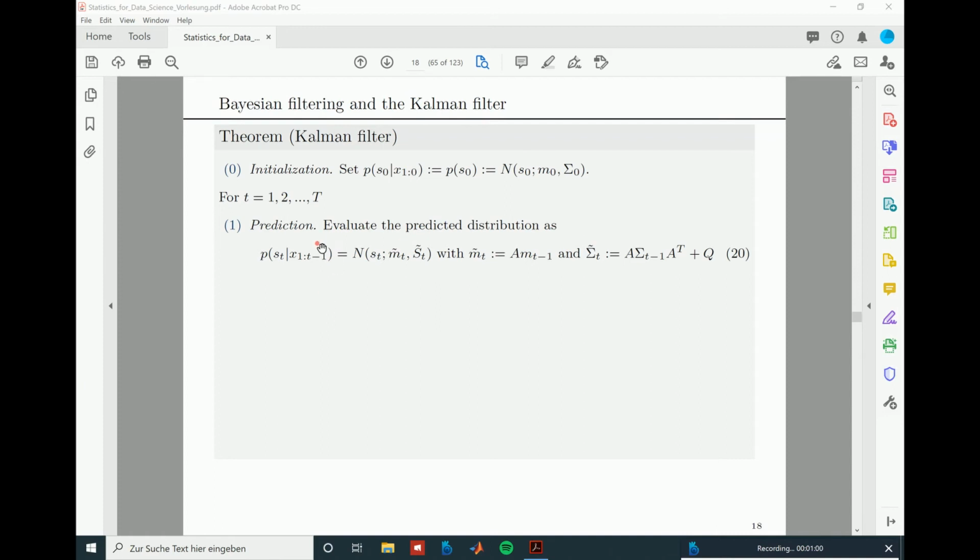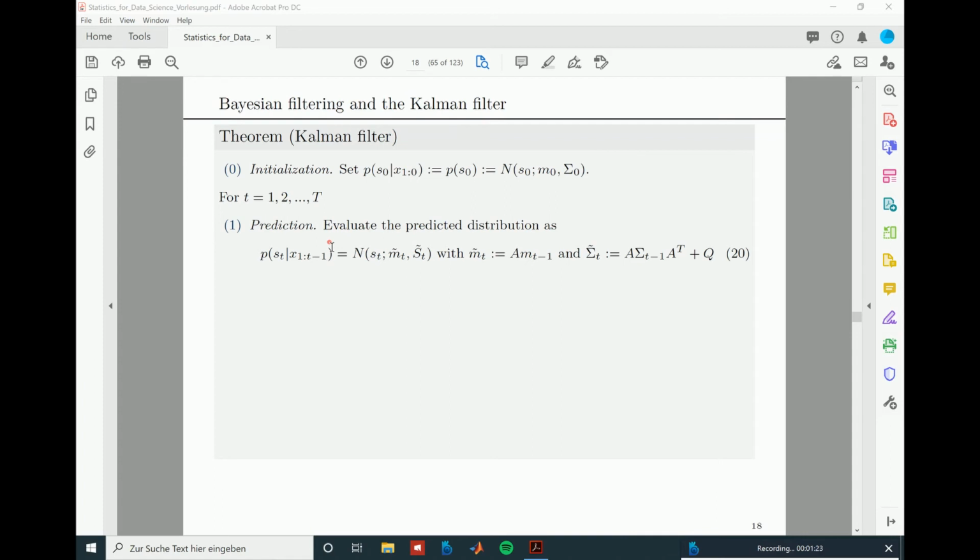So the first thing that you can note here is that if all these conditional distributions that define the joint distribution are Gaussian and all the transformations that are involved are linear, then the entire joint distribution is also Gaussian, and also the predicted and the filtered distributions, they are all Gaussian.